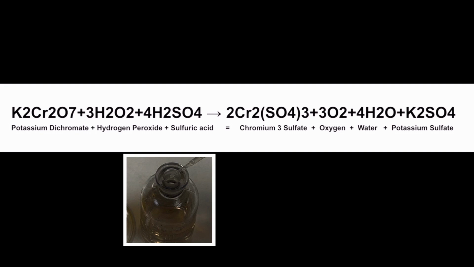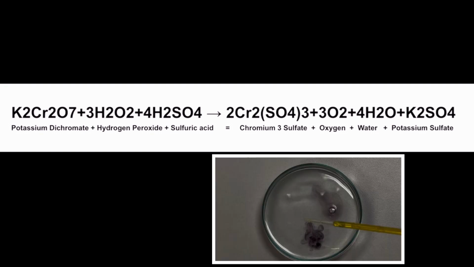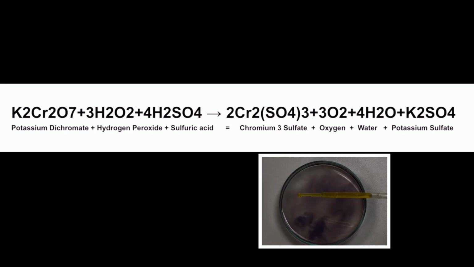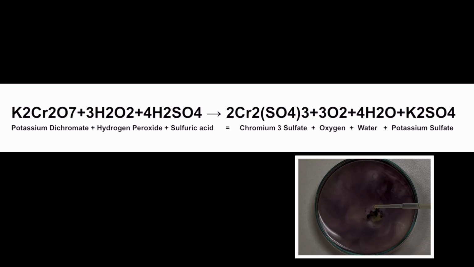When those reactants are combined in an aqueous solution, it creates the products chromium 3 sulfate, oxygen, water, and potassium sulfate. We have 2 moles of chromium 3 sulfate, that's the 2Cr2(SO4)3. We have 3 moles of the diatomic molecule of oxygen, that's 3O2. 4 moles of water, that's 4H2O, and 1 mole of potassium sulfate, that's the K2SO4.